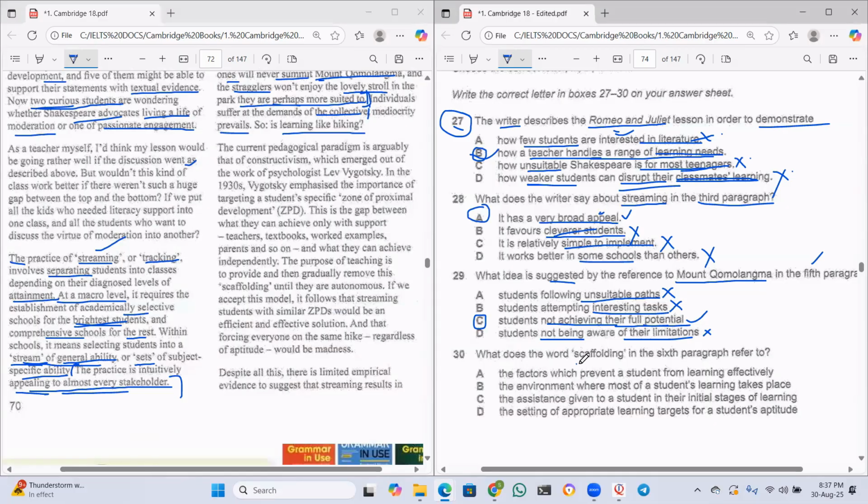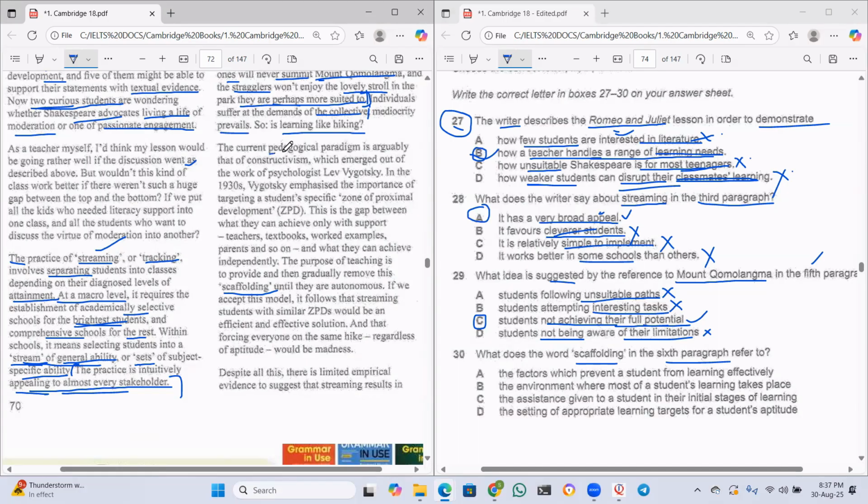Right. What does the word scaffolding in the sixth paragraph refer to? Scaffolding. This is the sixth paragraph, right? Scaffolding, where is it, guys? Where is it? I think yes, scaffolding is here. Okay. Now we have to read this paragraph and understand to answer this question, right?